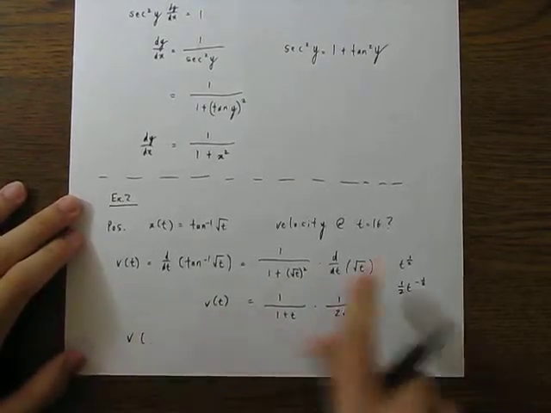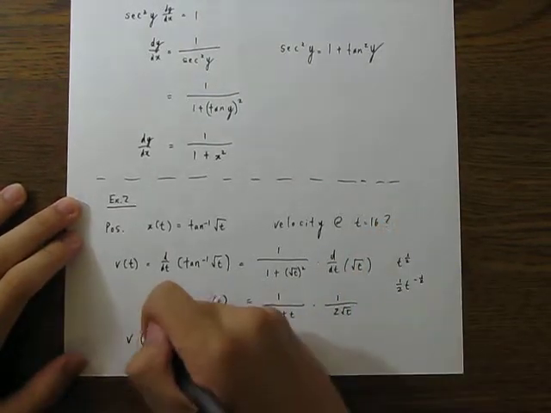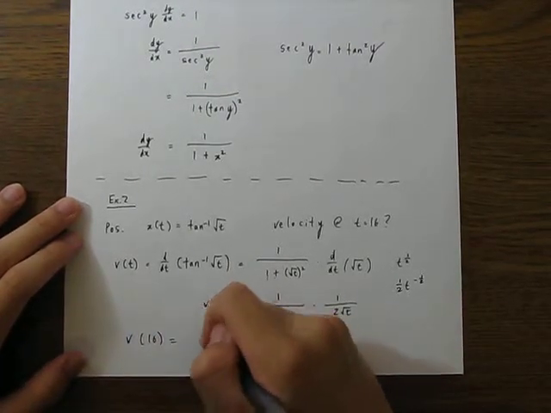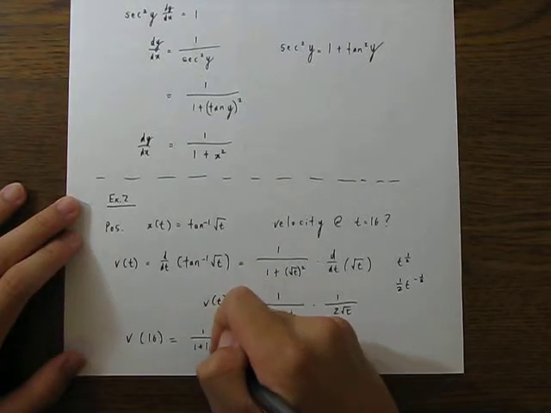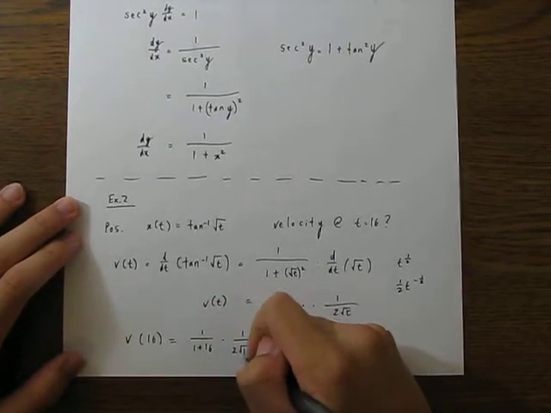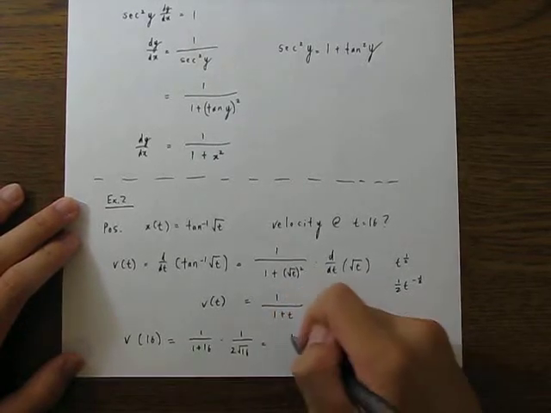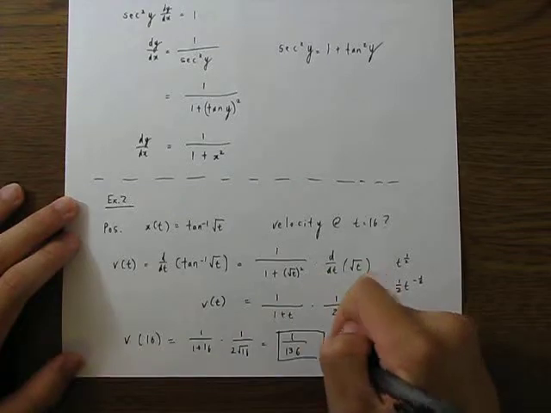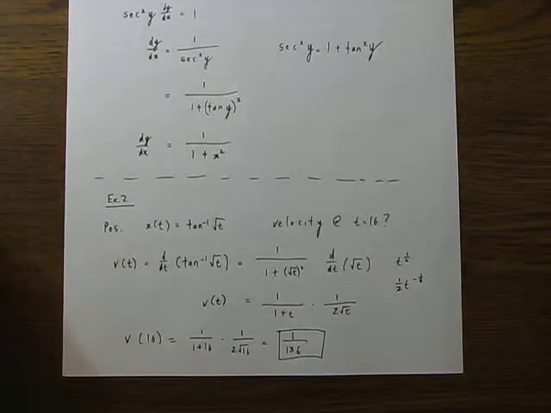You're just going to simply plug in 16. That's where you're trying to find the velocity. So velocity at t equals 16 equals 1 over 1 plus 16, times 1 over 2 root 16. Use your calculator, use your brain, use your hand, doesn't matter. In the end, you're going to figure out that when t equals 16, the velocity is 1 over 136.